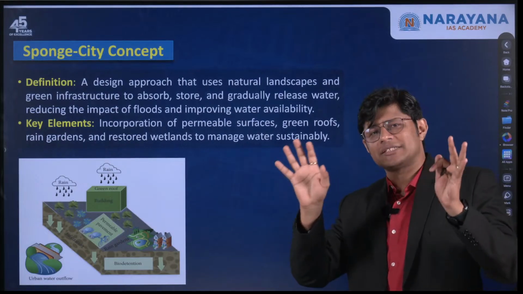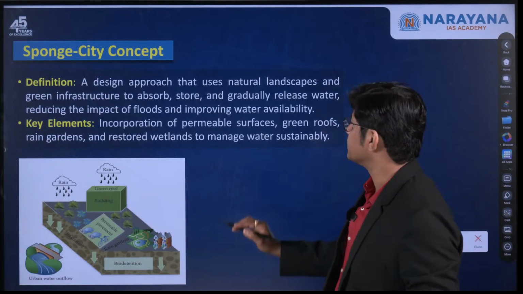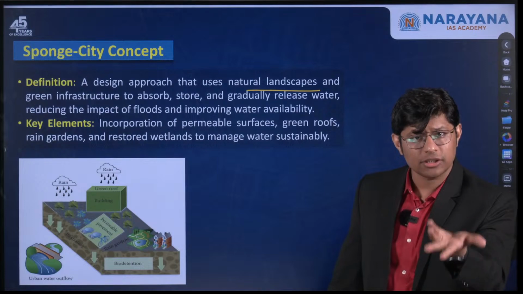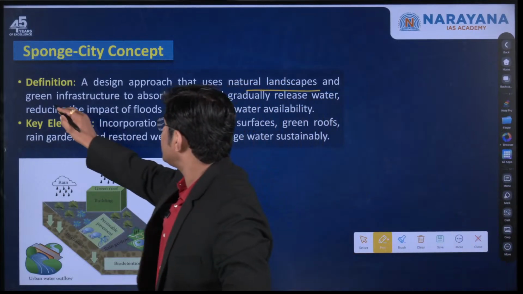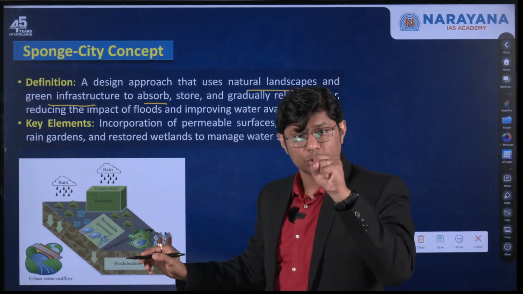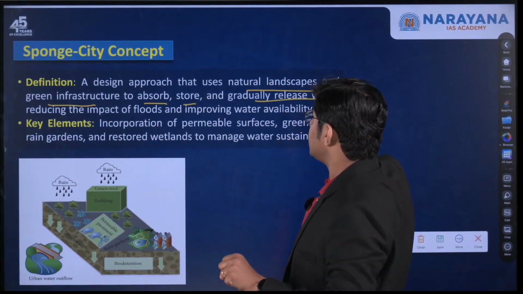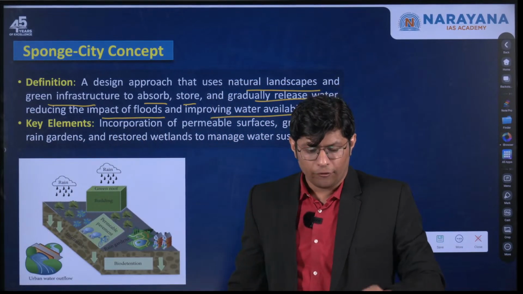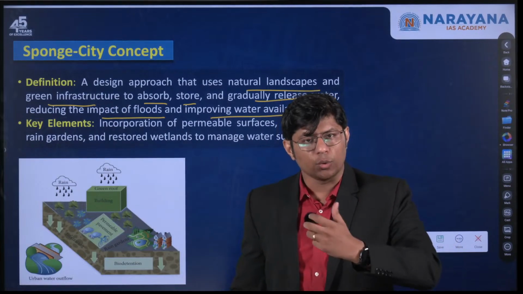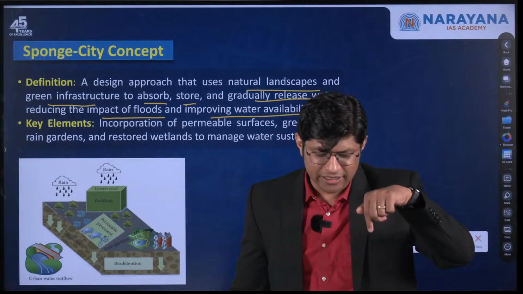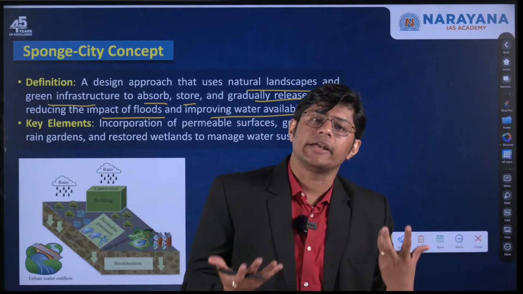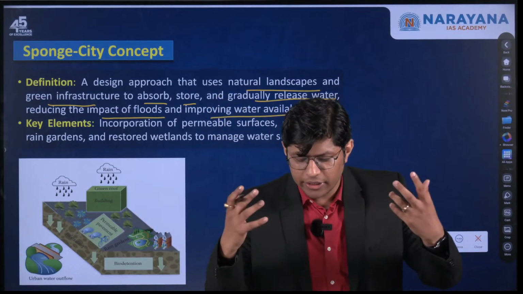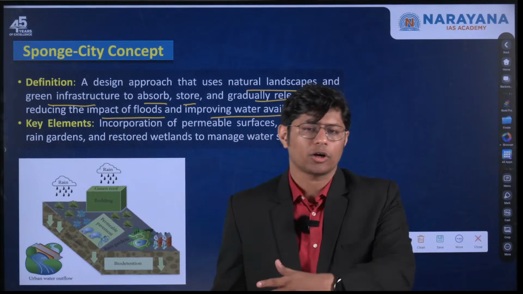This is the simplest definition or explanation. It uses natural landscapes, rivers, lakes, ponds, and green infrastructure to absorb and store water and gradually release it, reducing the impact of floods and improving water availability. Which means whenever there is excessive rain, you either allow the water to permeate and sink into the ground, or store it and use it whenever you require water. This is a holistic approach to deal with water scarcity or urban flooding.